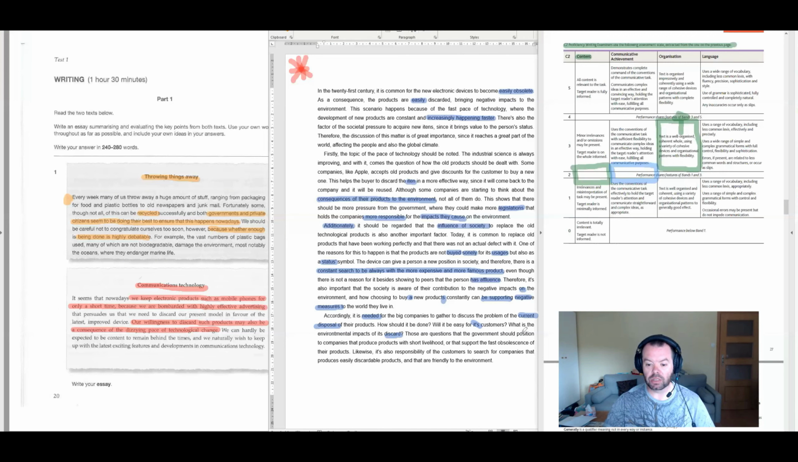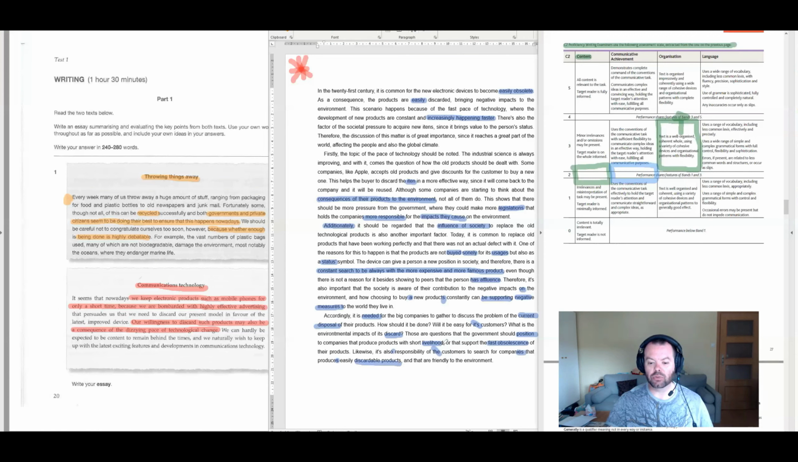Those are questions that the government should position, maybe posit, you were looking for, to companies that produce products with short livelihood. Now, livelihood is what you do as a profession. Usually I'm teaching, I'm a teacher, that's my livelihood. We were thinking here of maybe short lifespan, or that support the fast obsolescence. Those two don't go together, of their products. Likewise, it's also the responsibility of, not the customers, to search for companies that produces, so we've got companies, plural, and produces, singular, easily discardable products, and that are friendly to the environment.